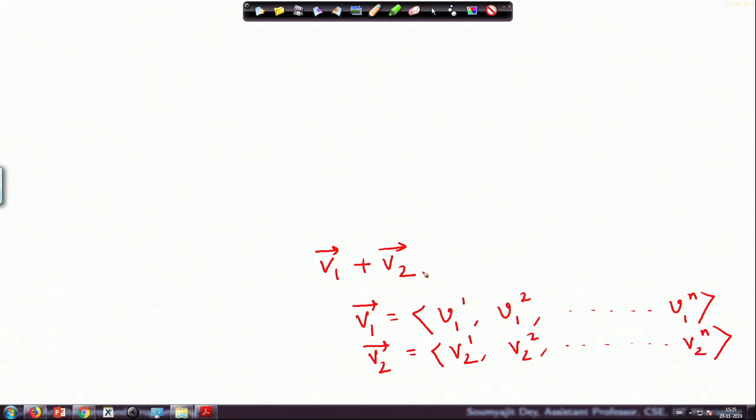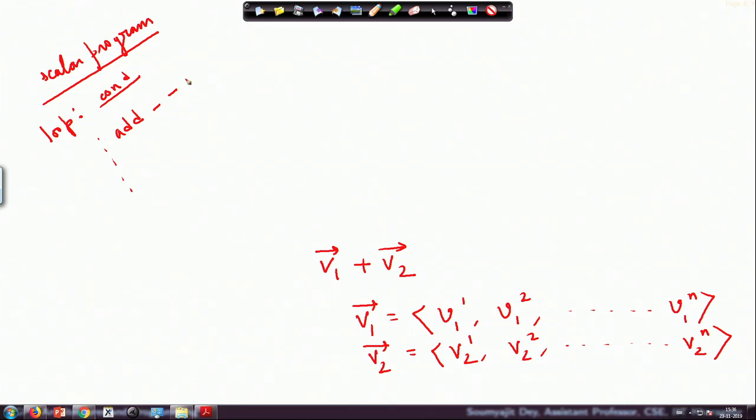So, in a normal program, or let us call it a scalar program, what I would ideally do is I will have a loop structure, and inside this loop structure there will be a condition here, right, and inside this loop structure I will have some add instruction which is doing addition of each of the components, right, and I break away from this loop structure when the iterator variable of the loop reaches n, right.